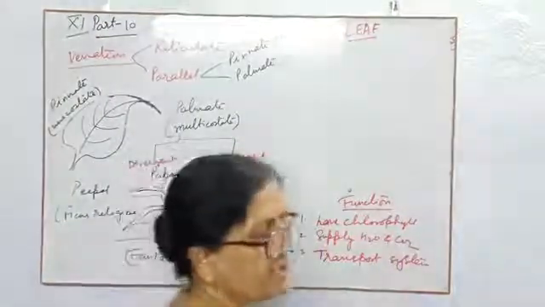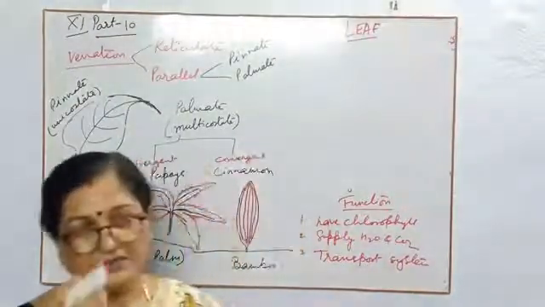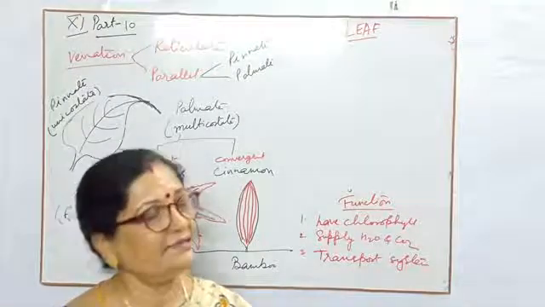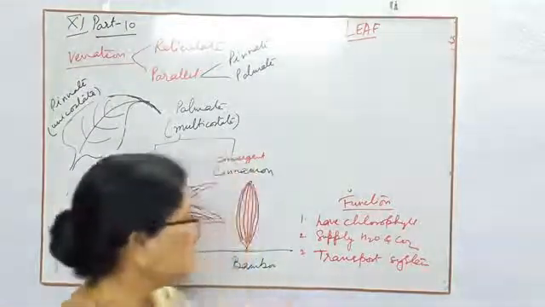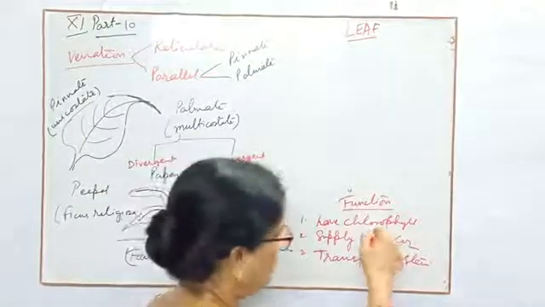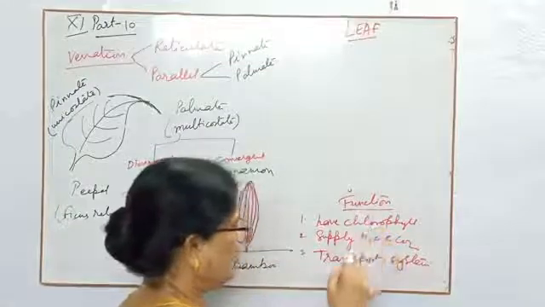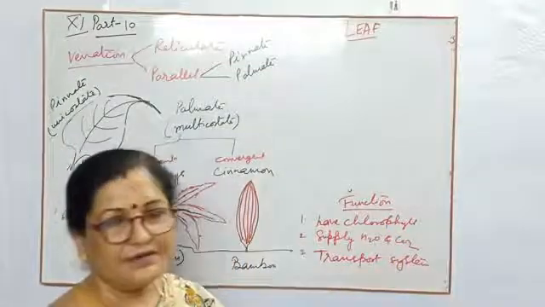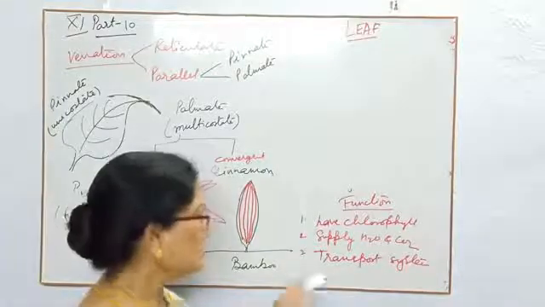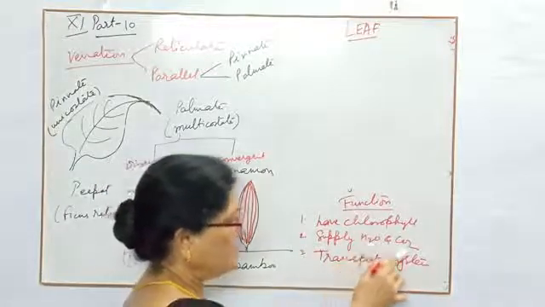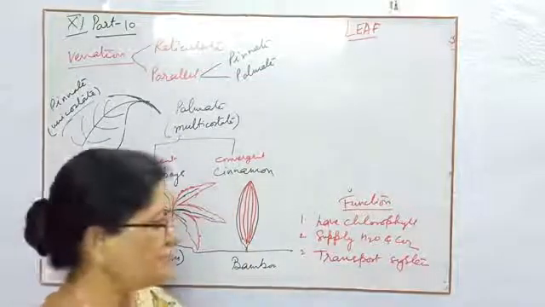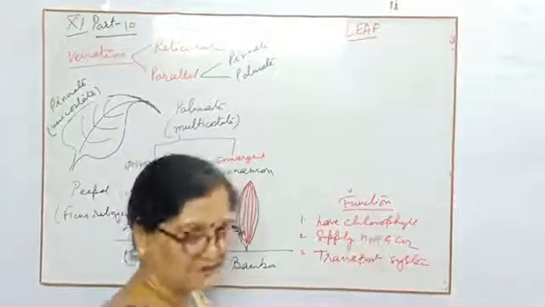Function. The leaves have chlorophyll. So they will prepare their food, and that means help in photosynthesis. The main character of the leaf is that they have chlorophyll, and due to that they help in photosynthesis. Second function, for the photosynthesis they need water and they need CO2, so they supply water and carbon dioxide. Through the stomata they will take carbon dioxide and through the veins they will take the water.